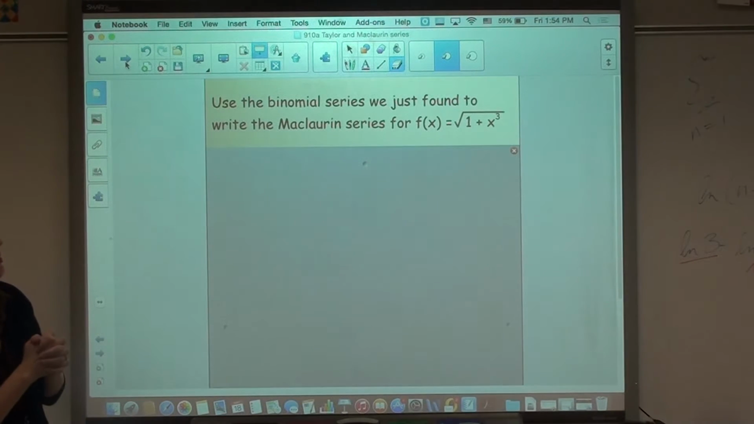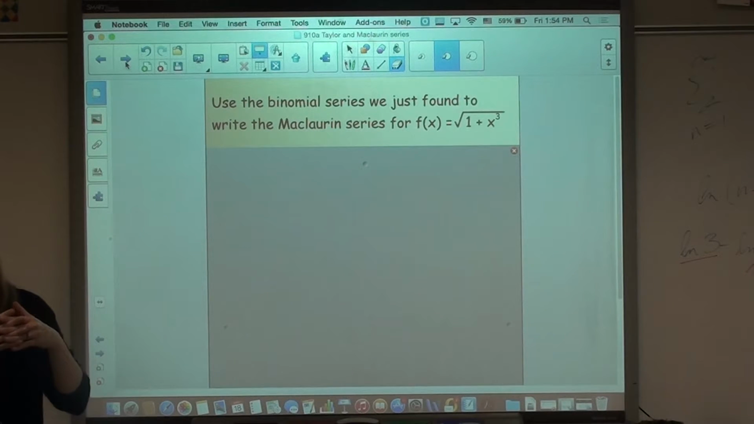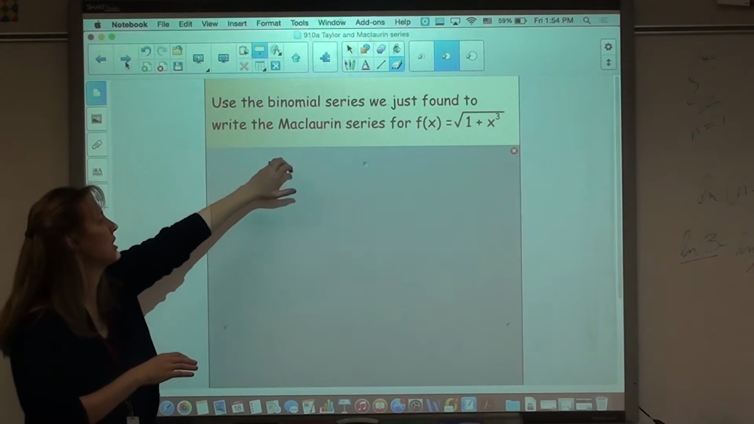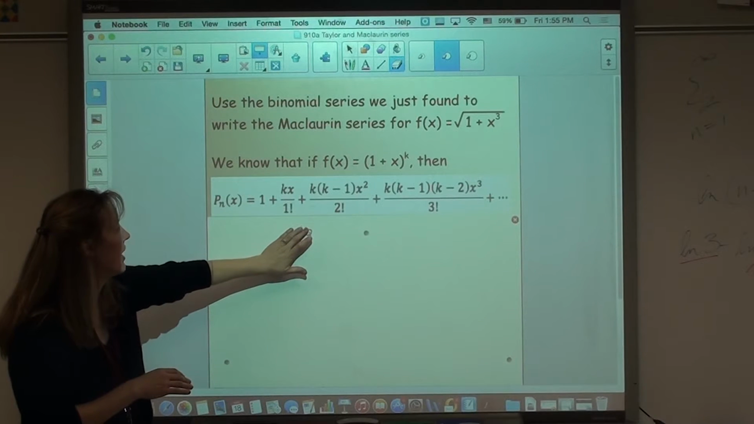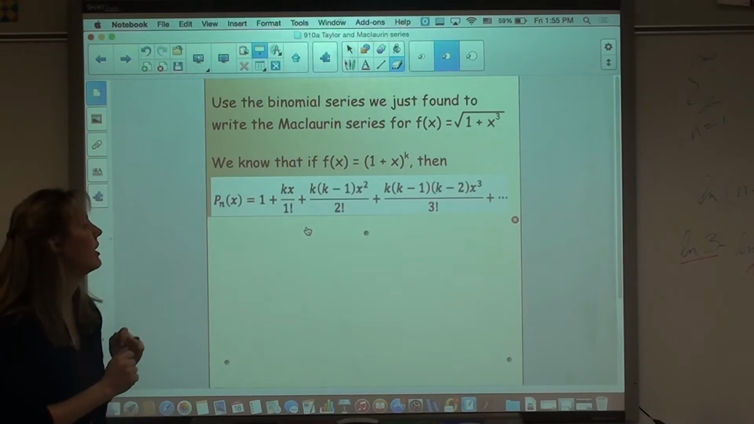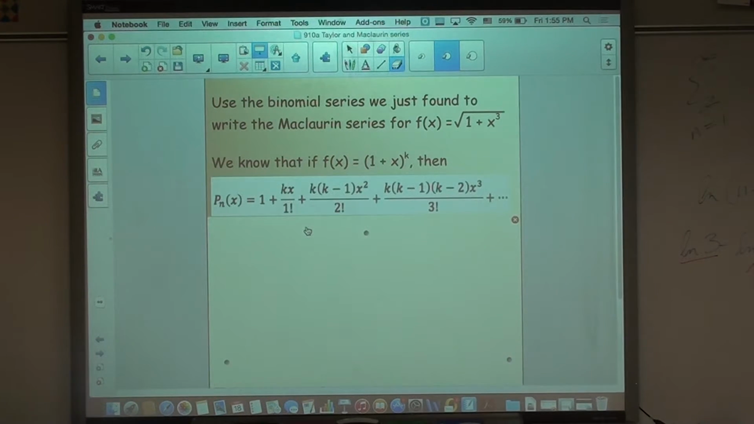All right, so use the binomial series we just found to write the Maclaurin series for the square root of 1 plus x cubed. Now, ignore the x cubed. Just think 1 plus x. So we have the square root of 1 plus x. What's k? 1/2, right? It's just (1 plus x) to the 1/2. So there is our Taylor polynomial. We just came up with it on the last screen, right?